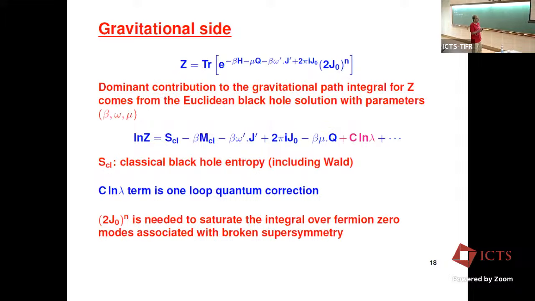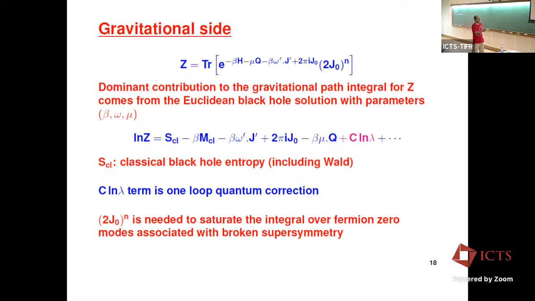Okay. So this part is just the Gibbons-Hawking result. S classical is the classical black hole entropy. And in this case I can also include the Wald corrections, because we don't need to restrict our analysis to two derivative theories of gravity. So this is the full classical black hole entropy. These are the standard results that come from the Gibbons-Hawking analysis. And then again I have added the C log lambda term, and this comes from one loop quantum correction. We'll be describing later how to calculate the C log lambda.